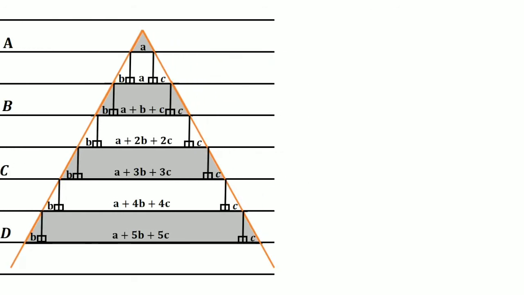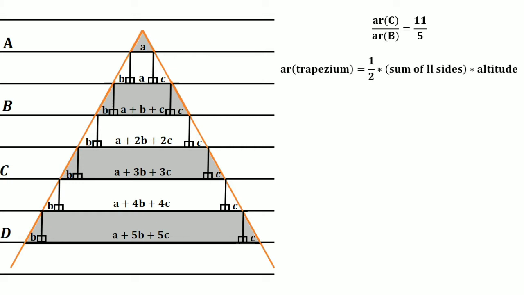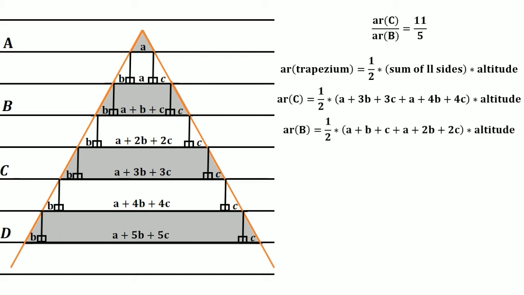Now we are given that the area of region C to the area of region B is 11 to 5, and we know that the area of a trapezium is 1/2 times the sum of the parallel sides times the altitude. So the area of region C is 1/2 times (a plus 3b plus 3c plus a plus 4b plus 4c) times the altitude, and the area of region B is 1/2 times (a plus b plus c plus a plus 2b plus 2c) times the altitude.